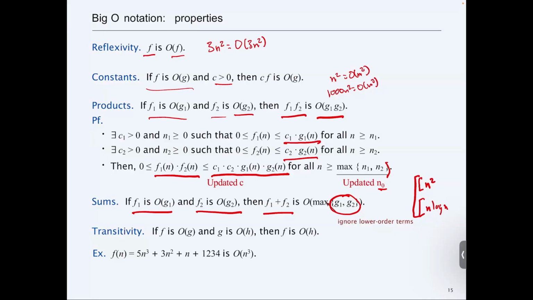As an example, we could look at this. Let's say we have 3n squared plus, I don't know, 10. We know that this thing is big O of n squared.